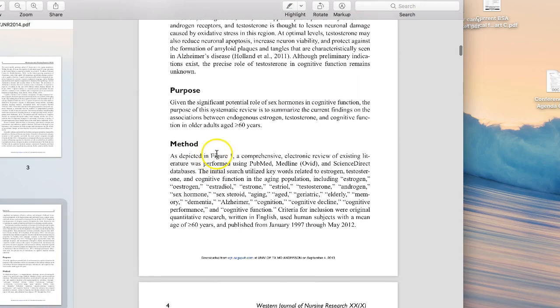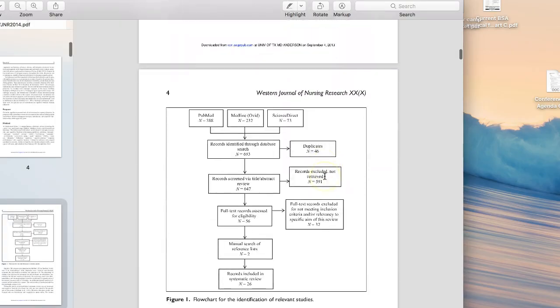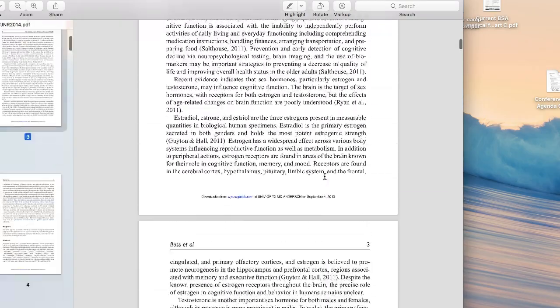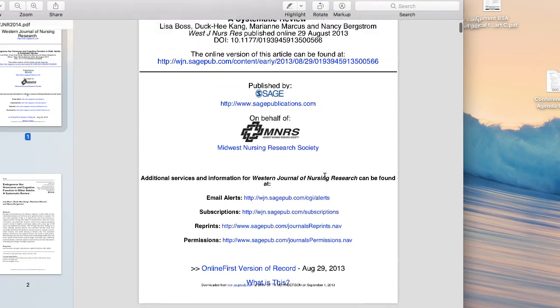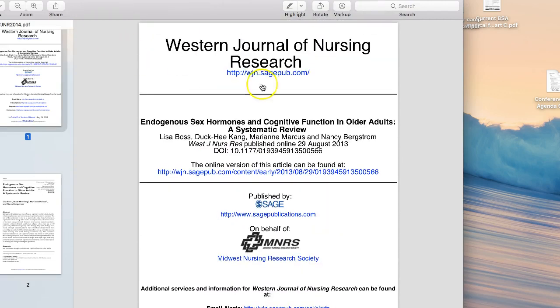So then here, the purpose is in a separate paragraph, but it says, given the significant potential role of sex hormones in cognitive function, the purpose of this systematic review is to summarize the current findings on the associations between endogenous estrogen, testosterone, and cognitive function in older adults greater than or equal to 60 years old. So then I believe I emailed you both of these so you can look at these for a reference.